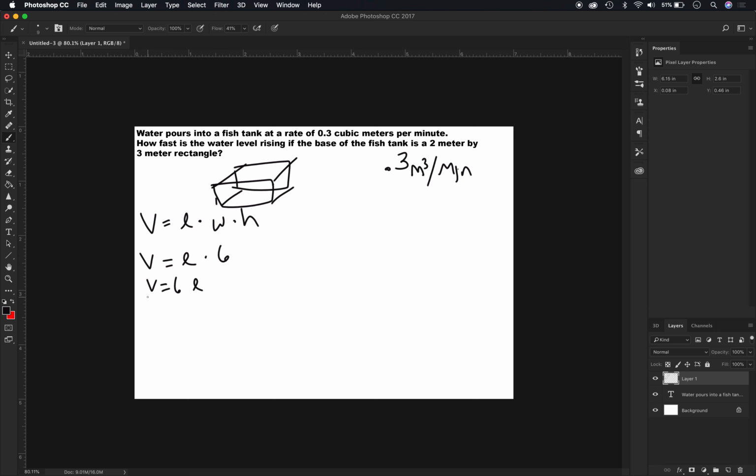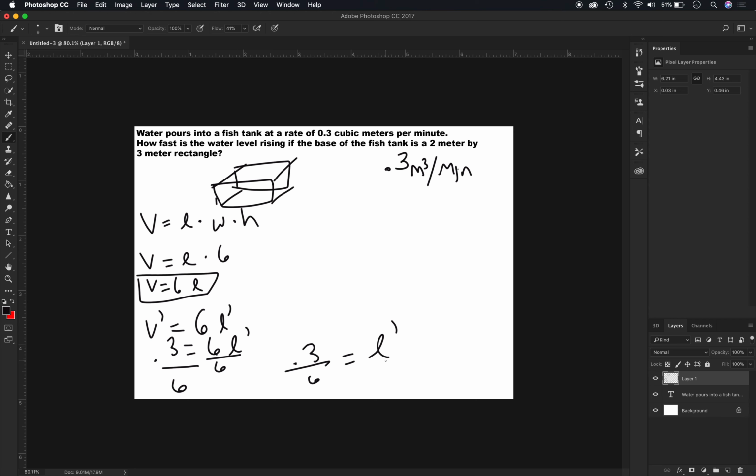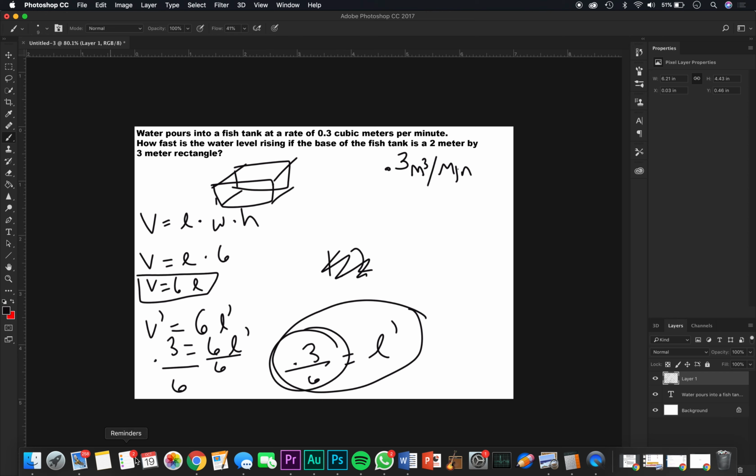So now we can do the derivative of this. So V prime equals 6L prime. So 0.3 equals 6L prime, divide by 6, divide by 6. 0.3 over 6 equals L prime. So that should be your answer. 0.3 over 6, what is that? I think it's 0.05. Whatever. You have a calculator. You can do this. That's the answer.